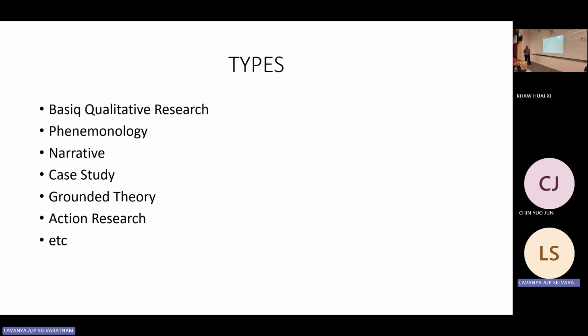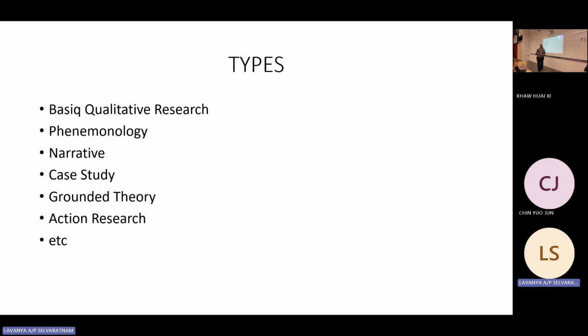So these are your types of qualitative research. When you Google qualitative research, most of the time, the papers you see will not mention whether it is a basic phenomenology, narrative, case study, grounded theory, or whatever. Sometimes they will just do a qualitative research without mentioning anything. So in most of those cases, we take the assumption that it is basic qual.